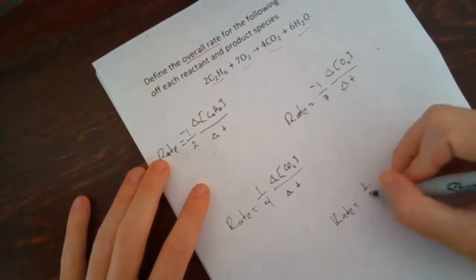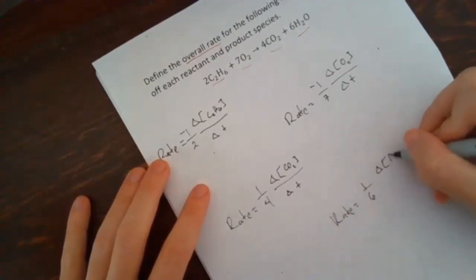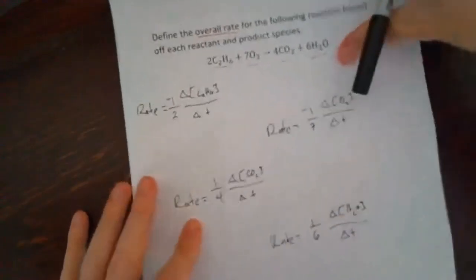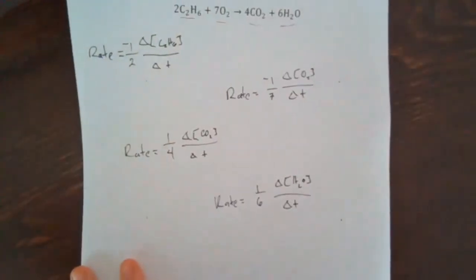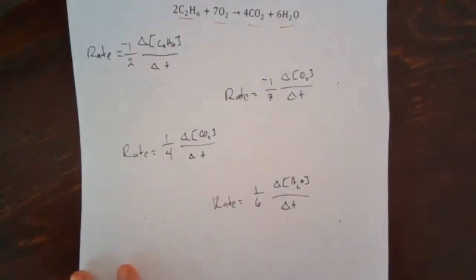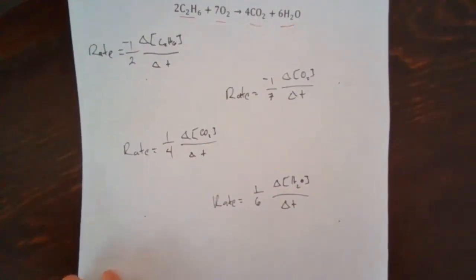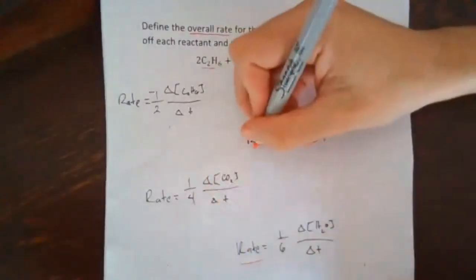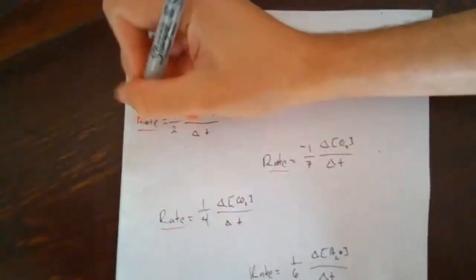Rate is equal to 1/6, change in the concentration of H2O divided by the change in time. And so any of those are going to work. And it's important to note that when I write all these equations out, all these relationships, that this rate is the same as that rate, is the same as that rate, is the same as that.